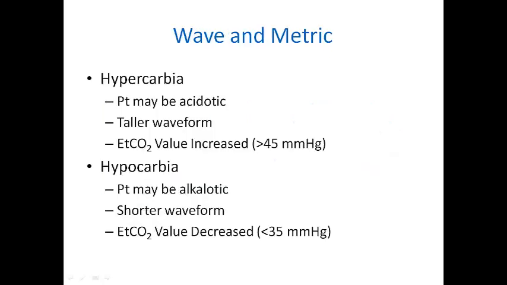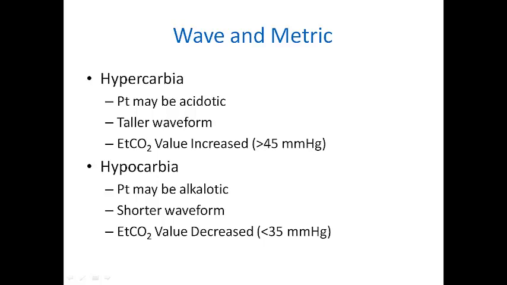Putting these things together, we can look at the ranges outside of our normal values. Hypercarbia and hypocarbia are related to larger and smaller values of CO2 than our normal range. Hypercarbia is going to show on a normal waveform pattern as a taller waveform as our value of end-tidal CO2 has grown over 45 millimeters of mercury. Since we have more gas present that is associated with acids within the blood, our patient might be acidotic at this point.